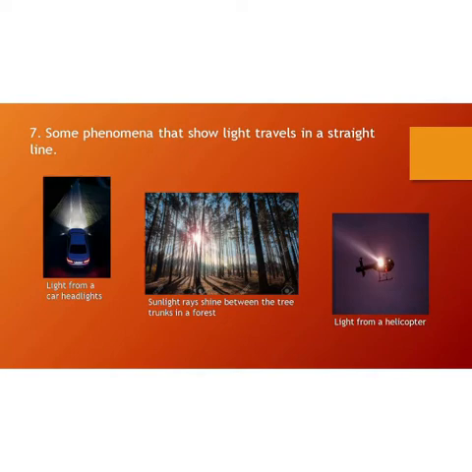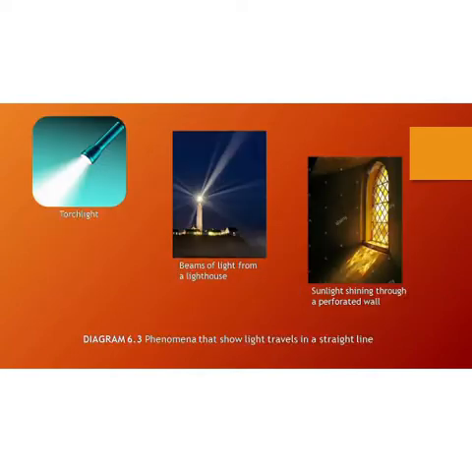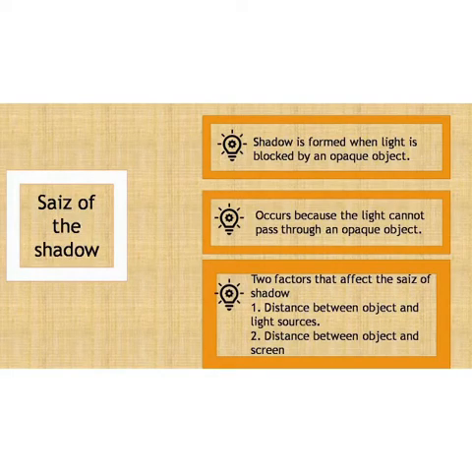These are some phenomena that show light travels in a straight line. Now we're going to learn about the shadow. A shadow is formed when light is blocked by an opaque object. A shadow will occur because the light cannot pass through an opaque object.